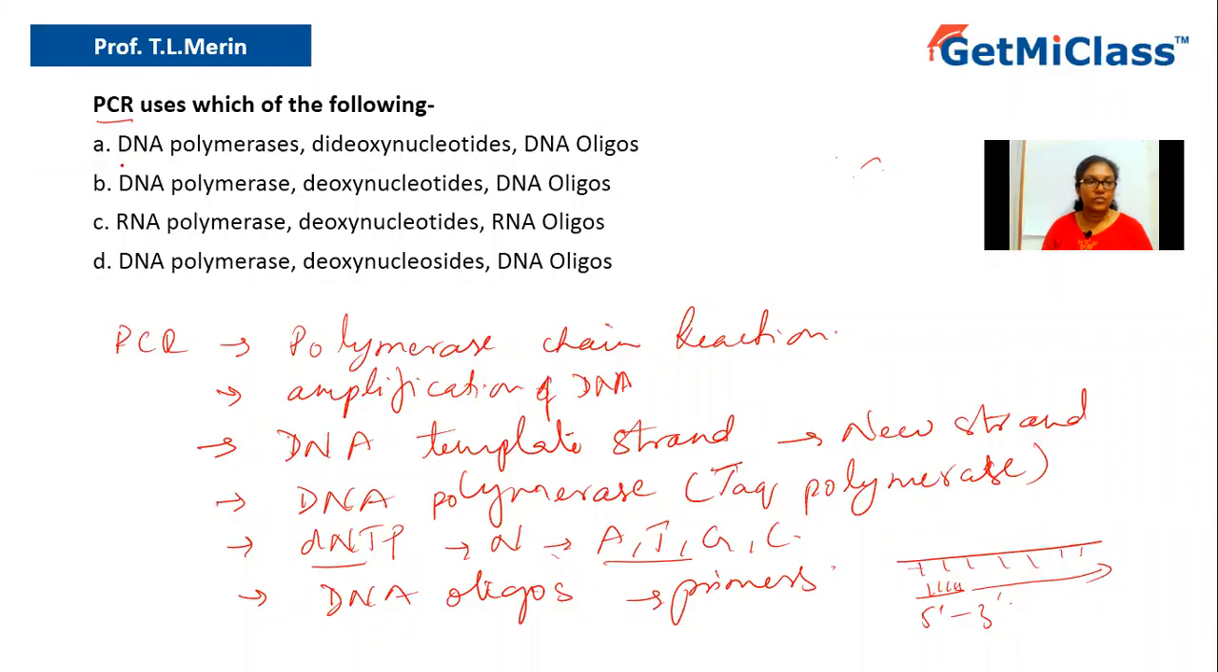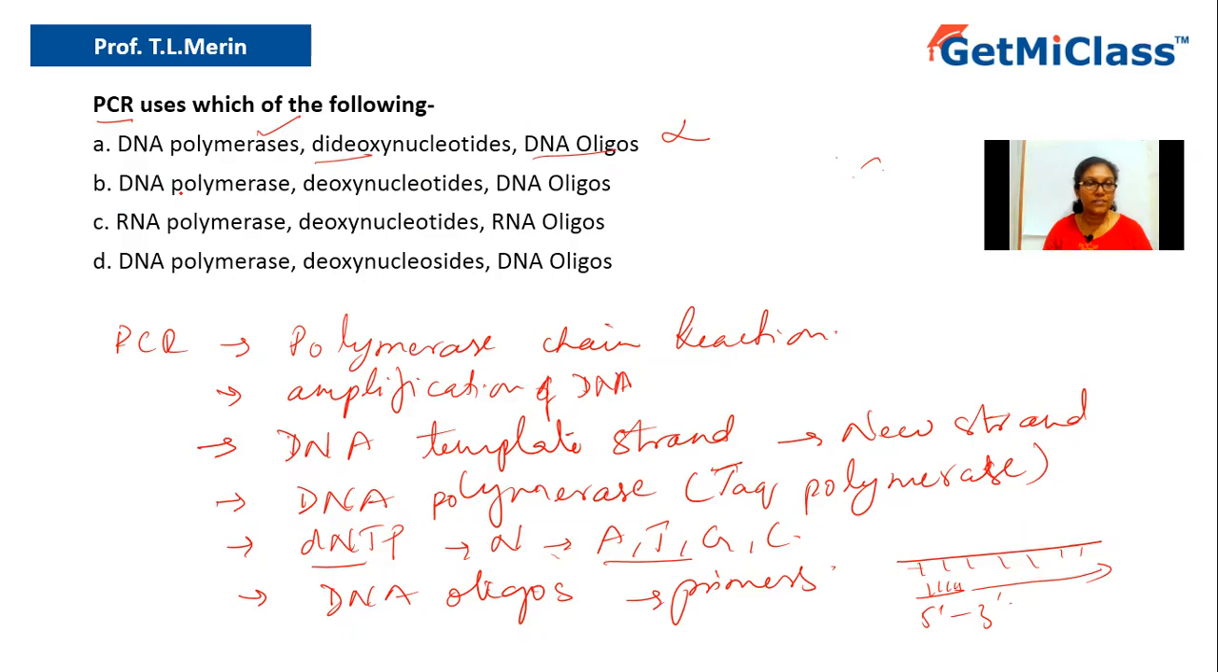So let us see the options. Option A says DNA polymerases. Yes, it is required. And dideoxynucleotide. No, we don't need dideoxy. We need only deoxynucleotide. Hence it is ruled out. And here it says DNA oligos. Yes, we do need DNA oligos, but not dideoxynucleotide. We need deoxynucleotide. So it is ruled out.